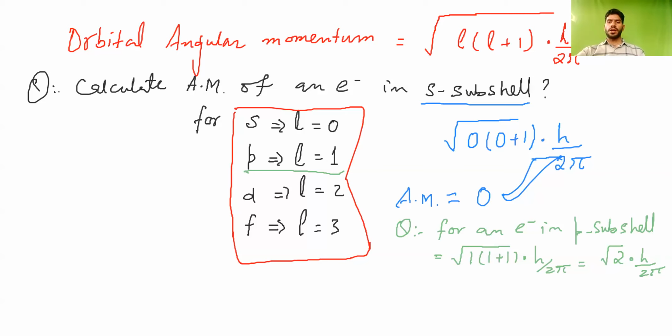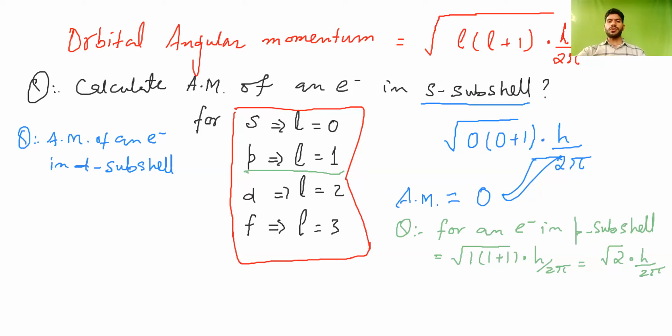Can you? For example, if I will write here that you have to tell the angular momentum of an electron in D subshell. So can you calculate? So for D, what is the L value? You have to remember this. For D, L value is 2.